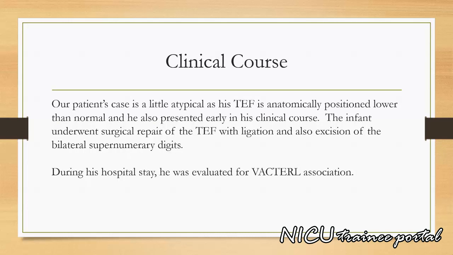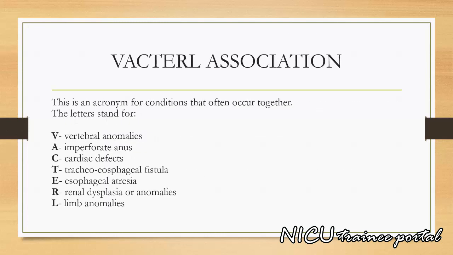The infant underwent surgical repair of the tracheoesophageal fistula with ligation and also excision of the bilateral supernumerary digits. During his hospital stay, he was evaluated for VATER association. This is an acronym for conditions that often occur together. The letters stand for V, vertebral anomalies; A, imperforate anus; C, cardiac defects; T, tracheoesophageal fistula; E, esophageal atresia; R, renal dysplasia or anomalies; and L, limb anomalies.